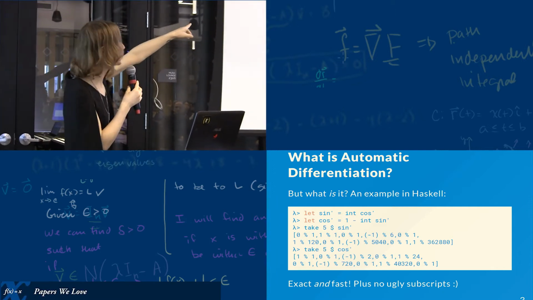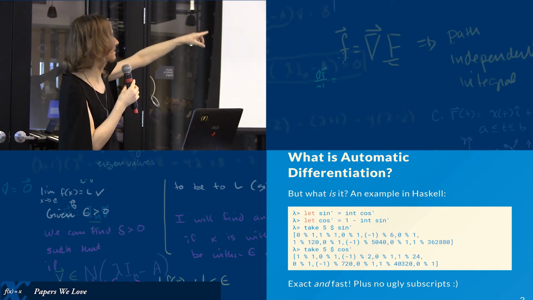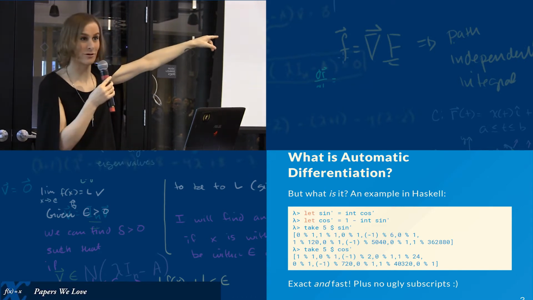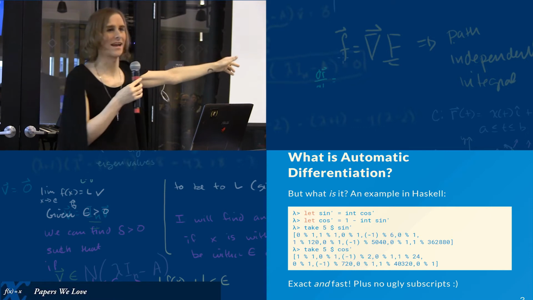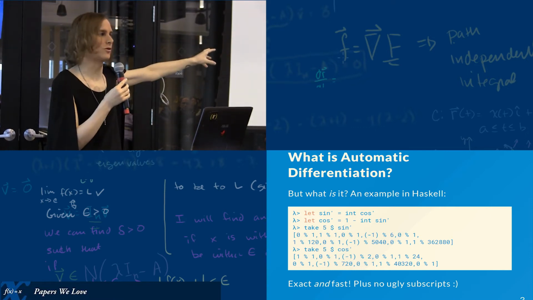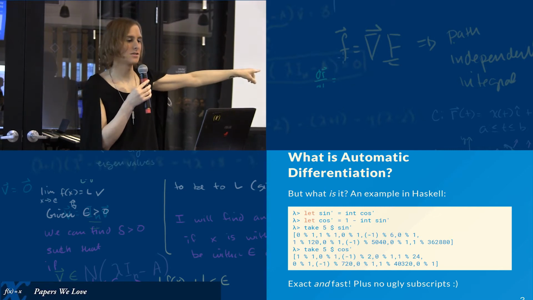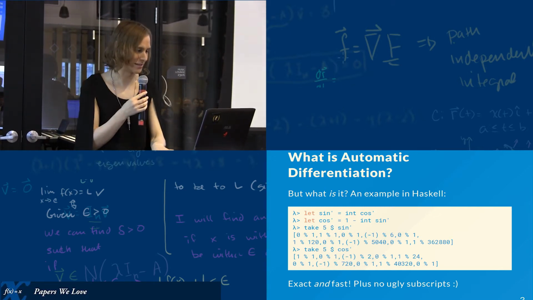I mean, look, the definition for sine is the integral of cosine, right? And so they're mutually recursive. And the definition for cosine is 1 minus the integral of sine. It's literally that simple. And then you get exact results coming out in an infinite series here. So I would really wonder, how does this work?